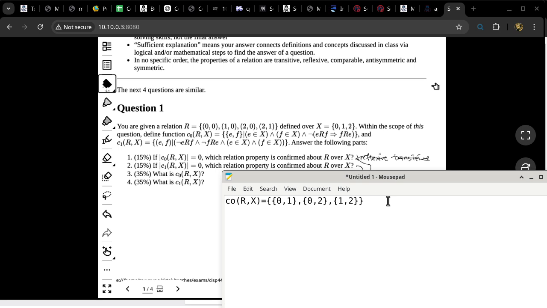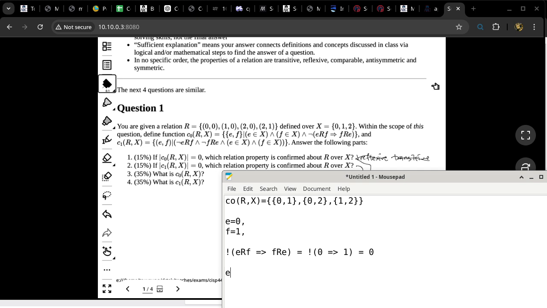Let me describe it one more time, okay? If E equals 0 and F equals 1, this is one consideration. Now the question is, what is the negation of ERF implies FRE? Well, we just have to figure it out. ERF is actually false. FRE is actually true in this case, because 1, 0 is in R, but 0, 1 is not. Are we doing okay so far? And the negation of this true is false.